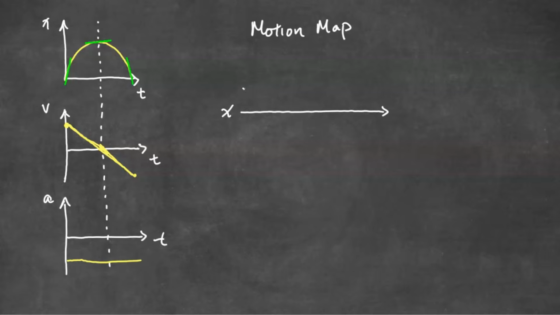And if you take a look at the position graph, you'll notice at the beginning the slope is getting less and less steep, and so we know it's slowing down and it's moving in the positive direction. So the dots are getting closer and closer in the positive direction. And then once it comes to a stop at an instant, it's going to turn around and it's going faster and faster, and so the dots are getting further and further apart.